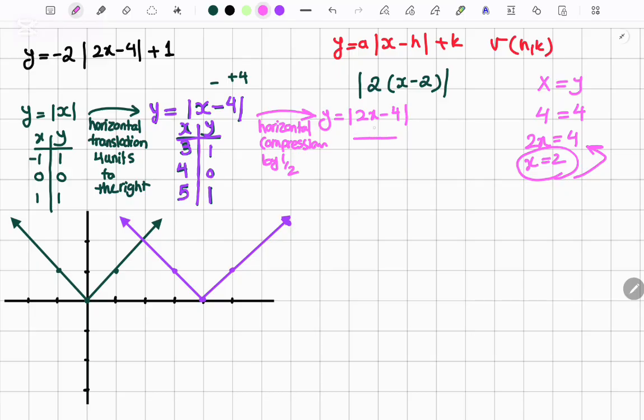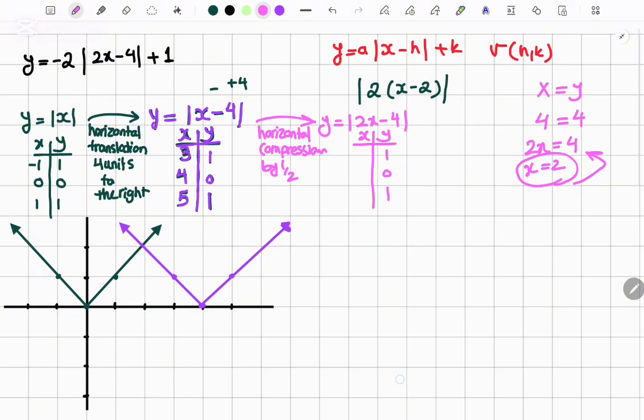So look, I'm going to have x and y. I'm going to copy the y's because the changes are not for the y's, they're for the x's. And I'm going to multiply all my x's by half. So it's going to be 3 over 2. It's going to be 2. And it's going to be 5 over 2. And then I'm going to graph it and you're going to see what actually happens.